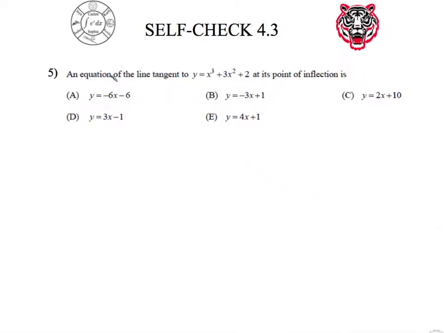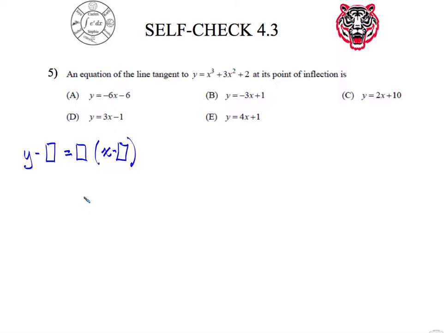All right, and number 5. Ooh, this is a fun one. All right, so an equation of the line tangent. So tangent line, default equation is y minus y coordinate is equal to slope times x minus x coordinate.